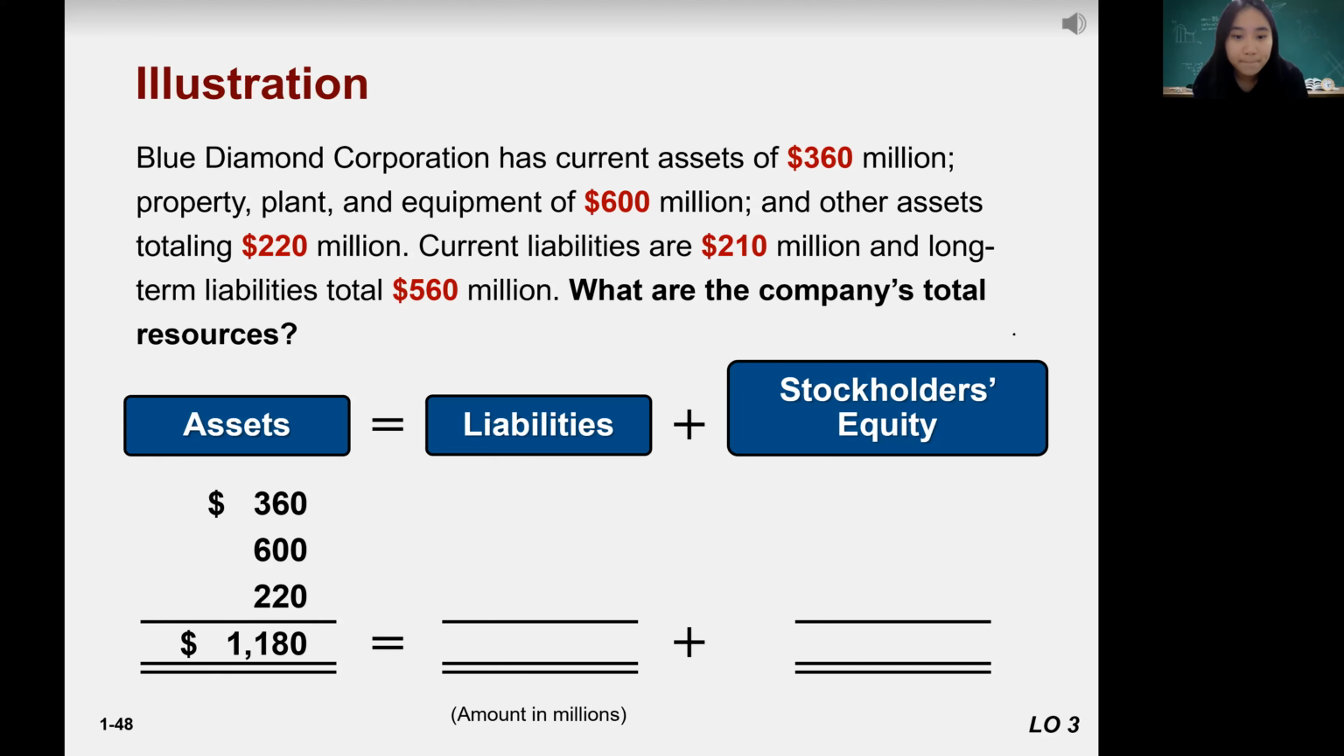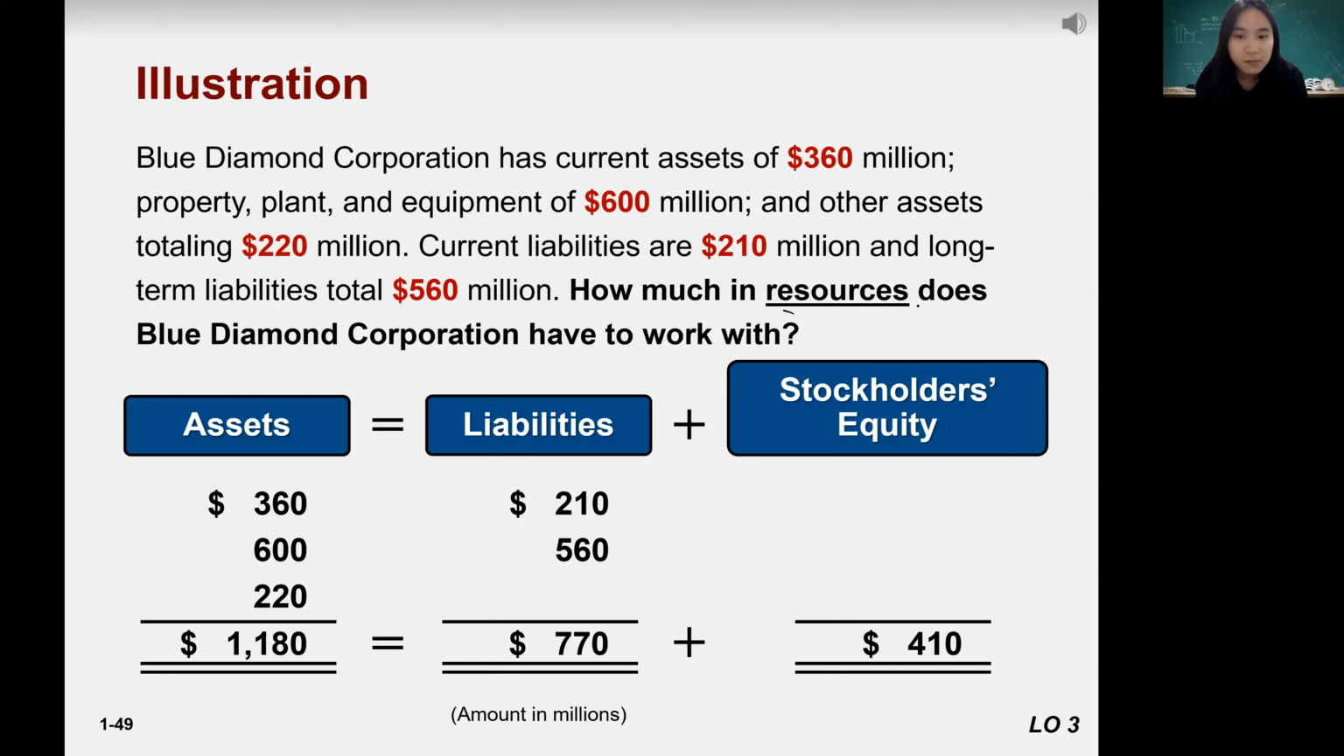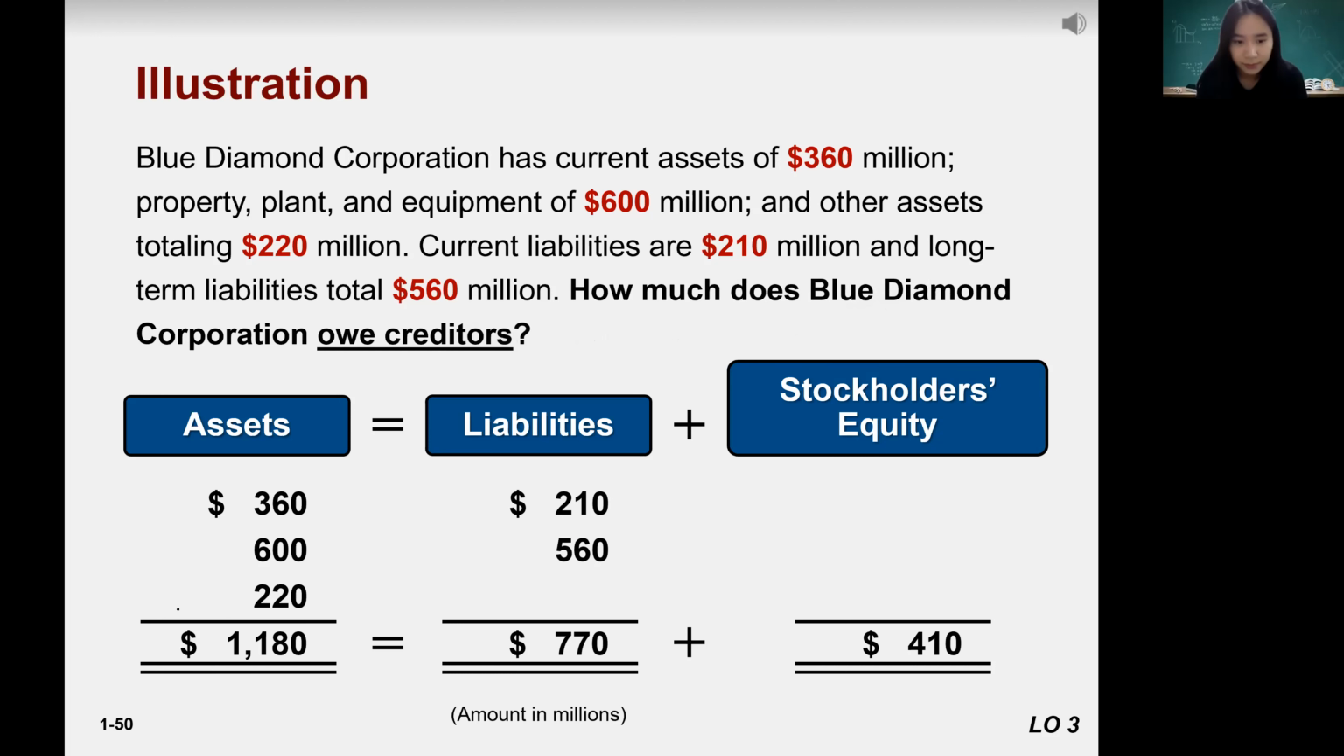Now the next one: how much in resources does the Blue Diamond Corporation have to work with? Total assets. That is under its possession, right? How much does the Blue Diamond Corporation owe to its creditors? How much is the outsider claim? 770, including current liabilities and long-term liabilities, right?